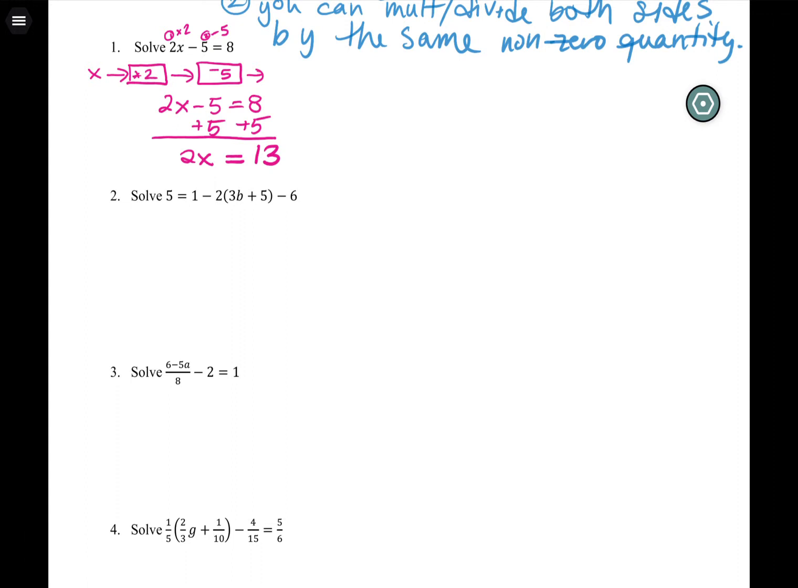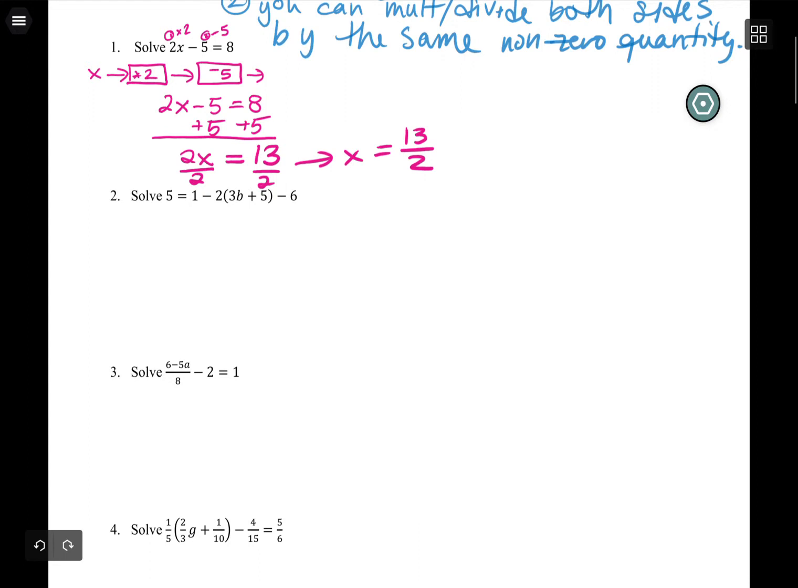So now, since this is a fairly nice simple equation, all we're left with is 2 times x. The question should be, how do I get rid of the 2? You have to use the inverse operation. So if it's attached by multiplication, you're going to use division. You get x equals 13 over 2.